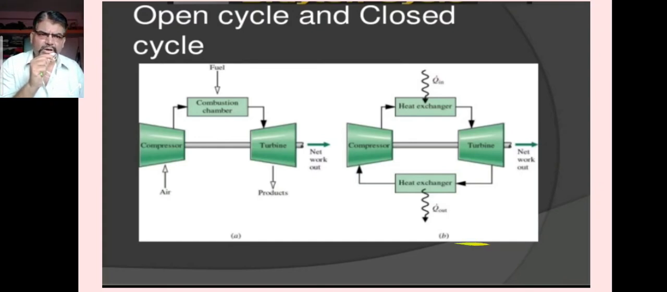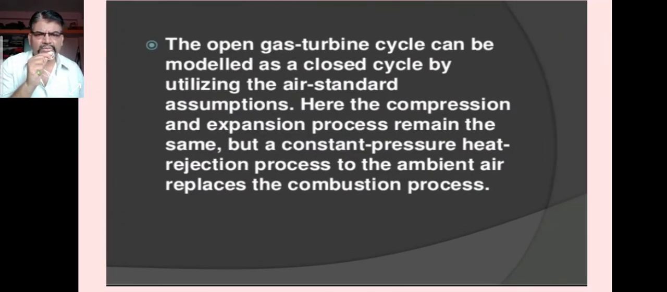When you represent it on PV and TS diagrams, it is formed like a closed cycle. The open gas turbine cycle can be modeled as a closed cycle by utilizing the air standard assumptions. Here the compression and expansion processes remain the same, but a constant pressure heat rejection process to the ambient atmospheric air replaces the combustion process.